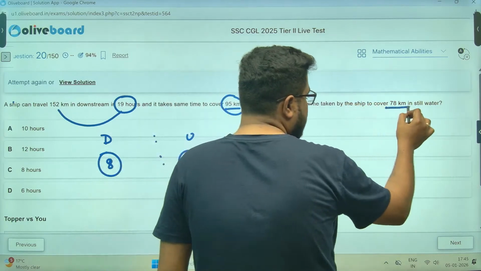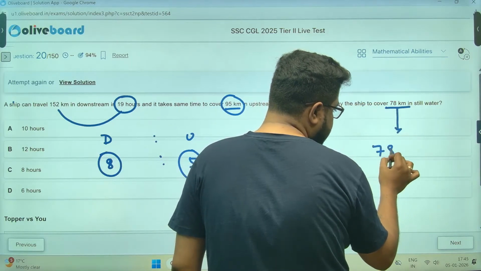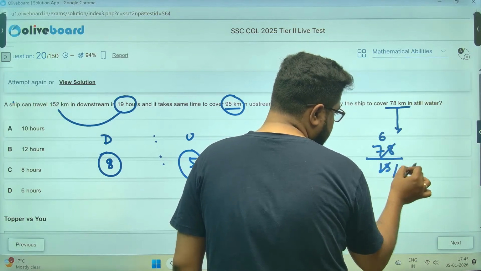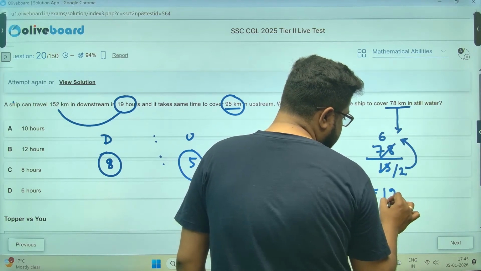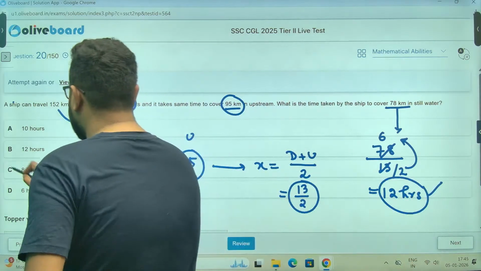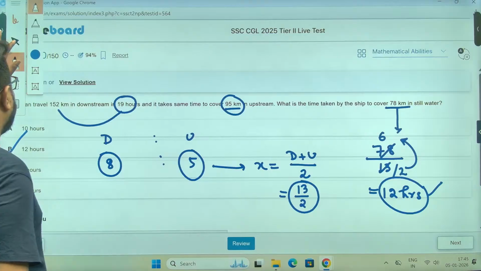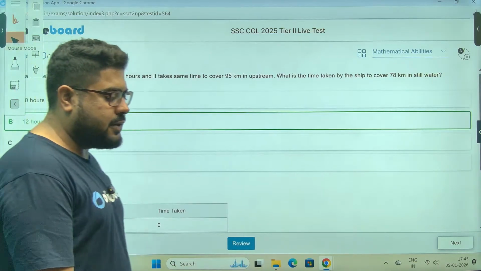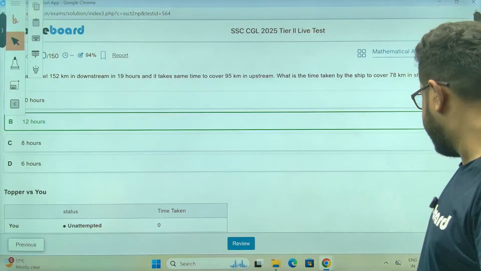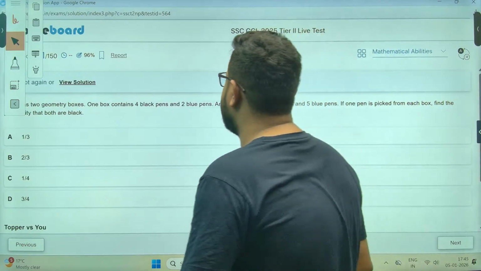So time will be distance by speed, 13 by 2. This is 6, this 2 will go up. Total it will be, sir, 12 hours. That will be your correct answer, option number B. Option B, 12 hours, is definitely your correct answer. Very, very simple. Done.